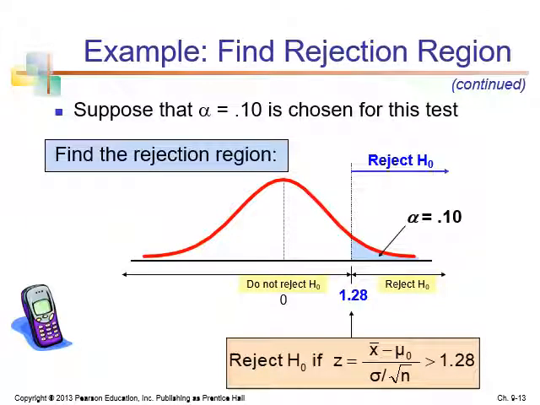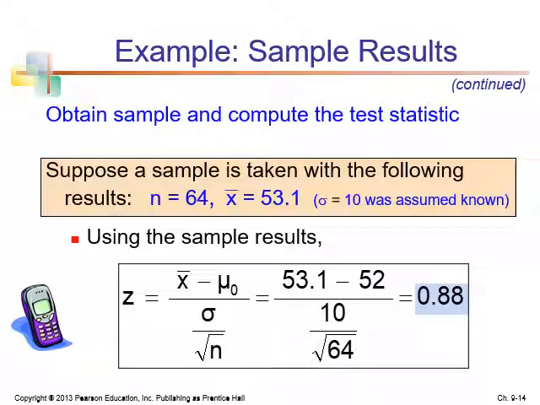Before the sample size, we are choosing an alpha. We have chosen 0.10. And this is a one-sided test. So for the one-sided test, actually, for 0.10, the appropriate z-value is 1.28. So we check and reject H0 if the z-value that we calculate is higher than 1.28. And we obtain a sample. The sample size is 64. And the sample mean is 53.1.